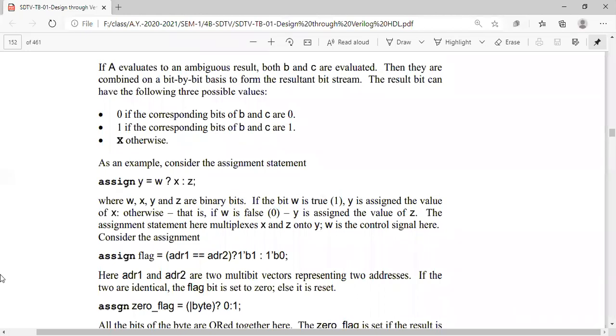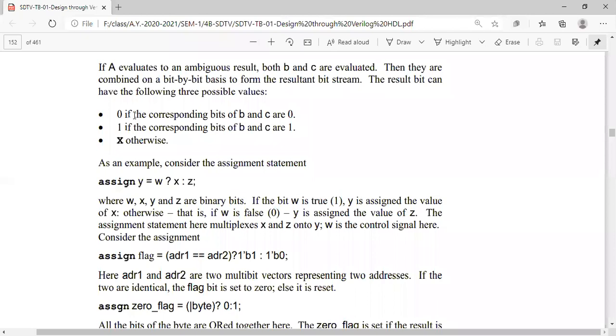So this resultant stream will have 0 if the corresponding bits of B and C are 0. Generally, in the case of small b and small c also, we may have some expressions. And finally, after evaluating those expressions, we may get a result in bit format, maybe 4 bits or a single bit or 2 bits, whatever it may be.